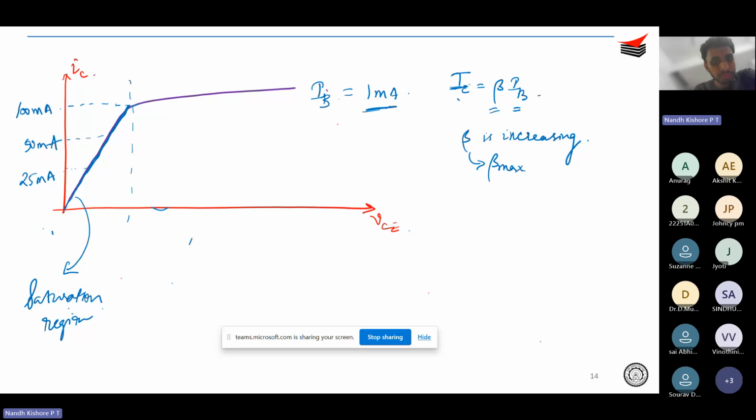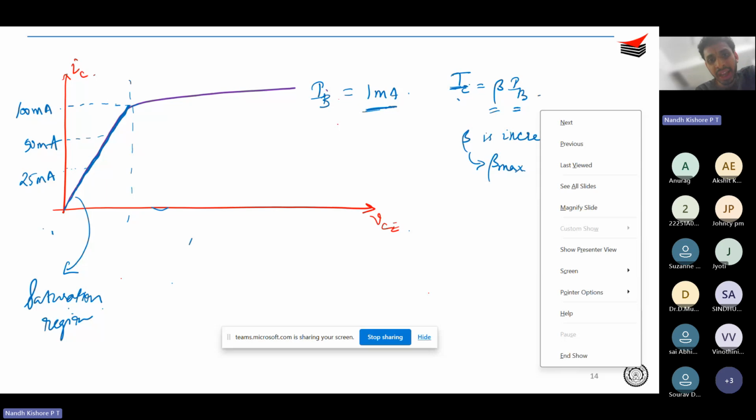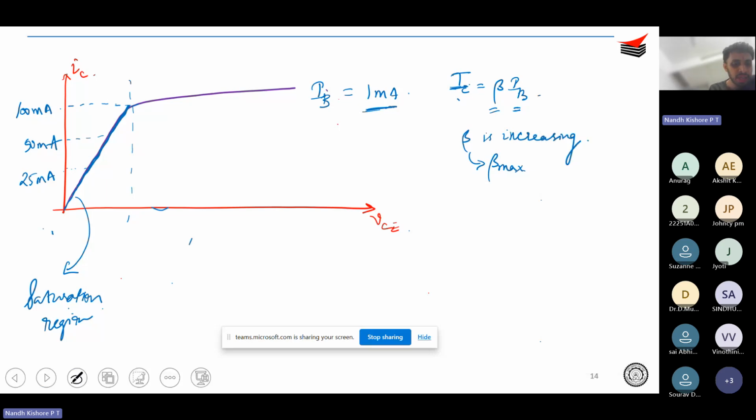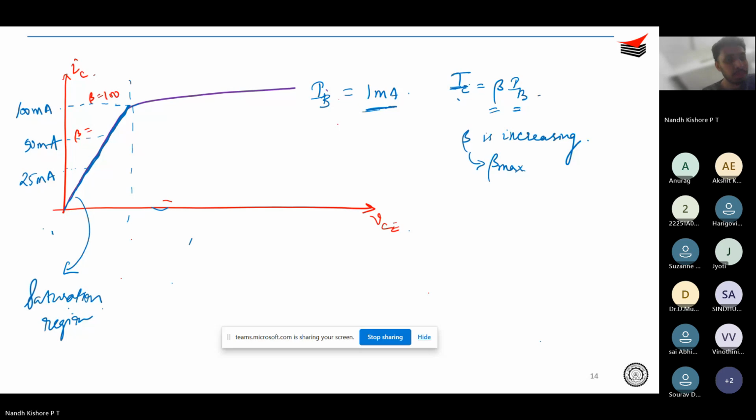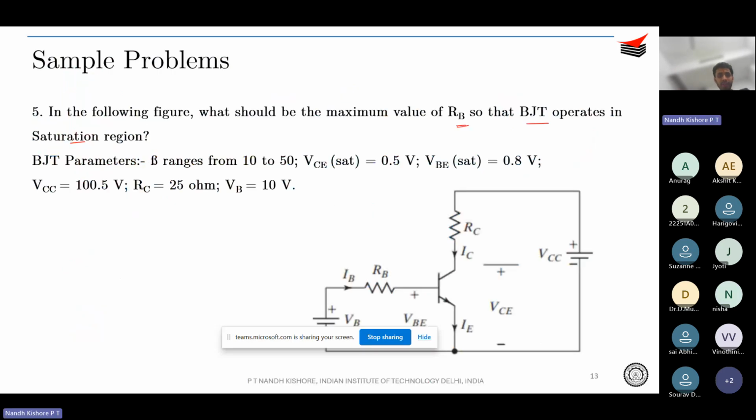Your IB is fixed at 1 milliamp. If my IC is 50 milliamp, it means the corresponding beta over here is 100. The corresponding beta over here is 50, and the corresponding beta is 25. So your beta is increasing. And when you reach the maximum value of beta, you transition from the saturation region to the active region. Correct? So now we will go back to the question.